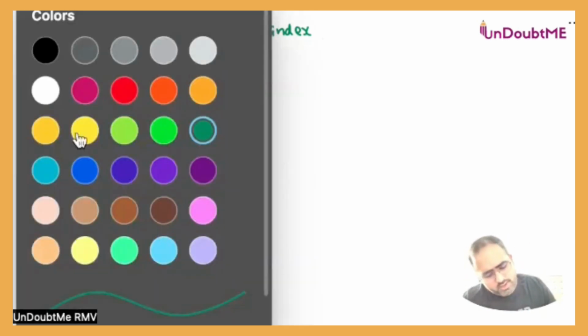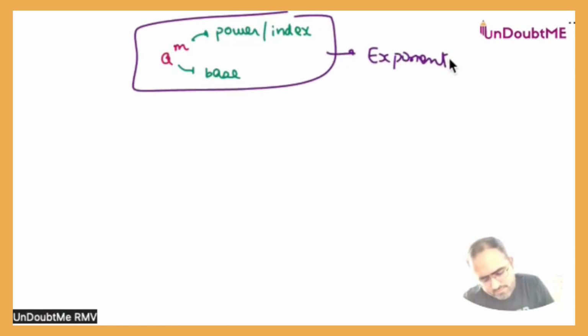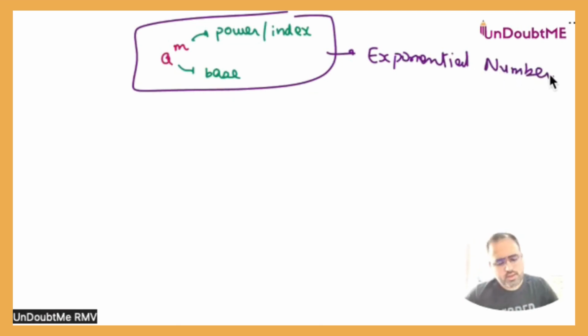Altogether, this is called an exponential number. Now, to deal with these exponential numbers, we have a few laws.